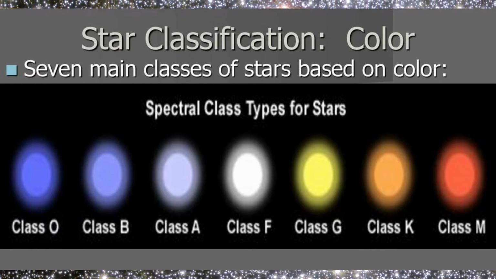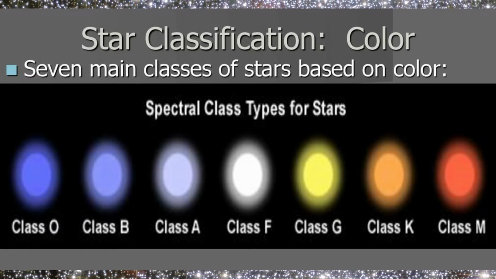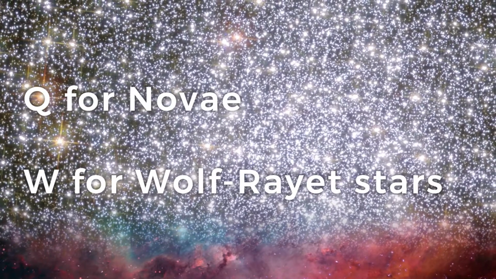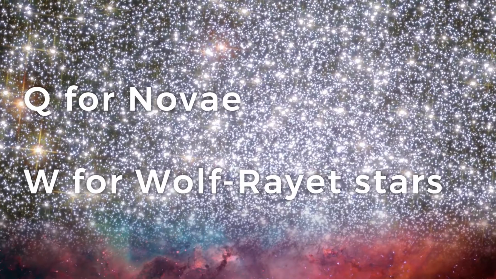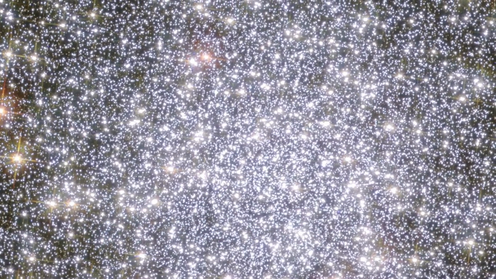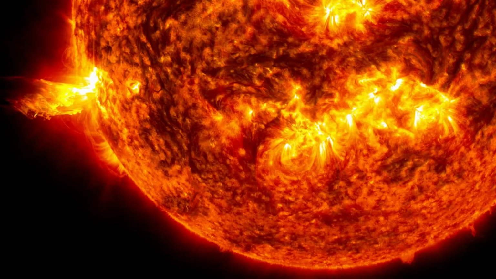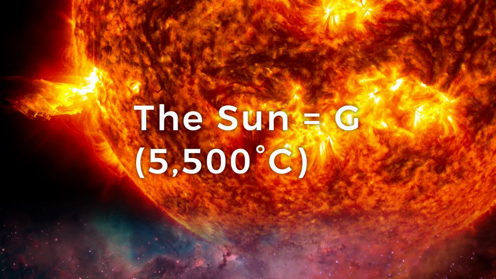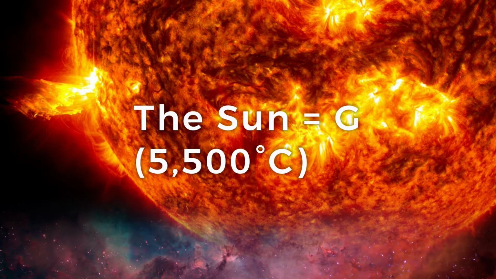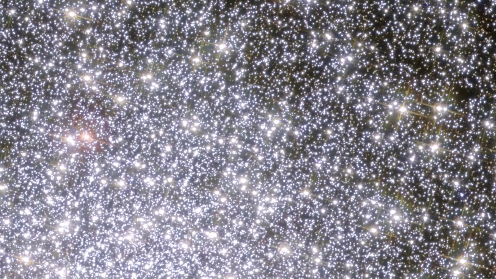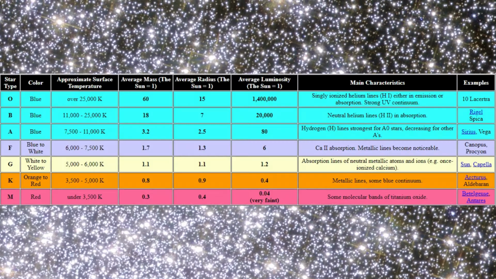There are other types beyond the original OBAFGKM. Q, for example, is for a nova, W is for a Wolf-Rayet star, but they're not encountered frequently and we're not including those today. Let's look at our Sun. We think of it as yellow. Therefore, it's not surprising to discover it's classed as a G star, with a temperature of around 5,500 degrees C on its surface. The table you can see lists the different stars according to their temperatures and colours.